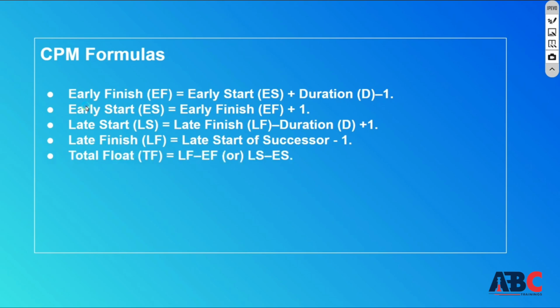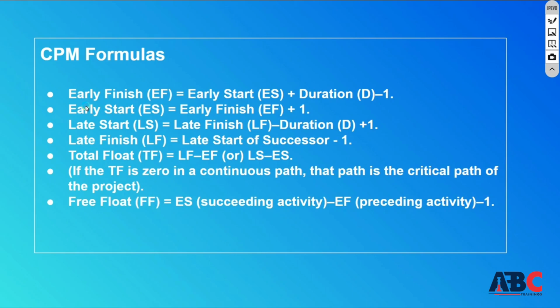And then total float, which is the difference between the two. How do we calculate this? Late finish minus early finish gives total float, that is the gap between them, and late start minus early start is also your total float. Free float is the early start of the next activity minus the early finish of the first activity, which means you are free floating. So this was the task and its relationship.